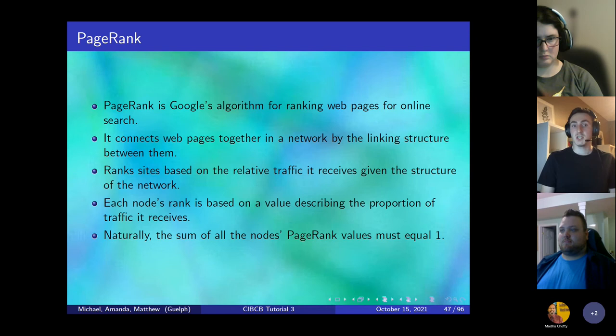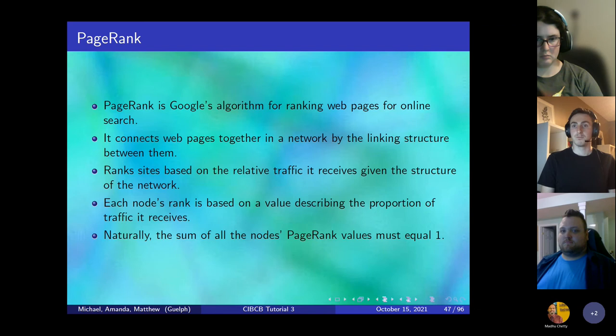Each node's rank is based on a value describing the proportion of traffic it would receive, and naturally the sum of all of the nodes of PageRank's values must equal one. So we've got two of these methods that already describe some condensed connectivity of the graphs that may be useful for modeling epidemic spread.